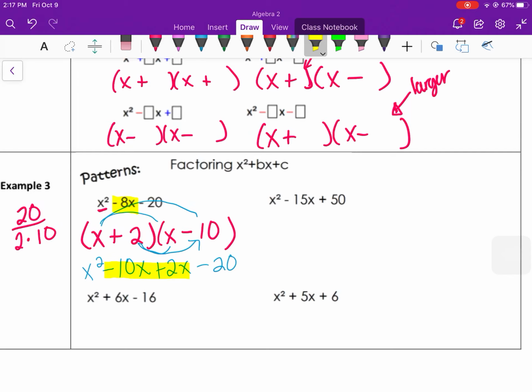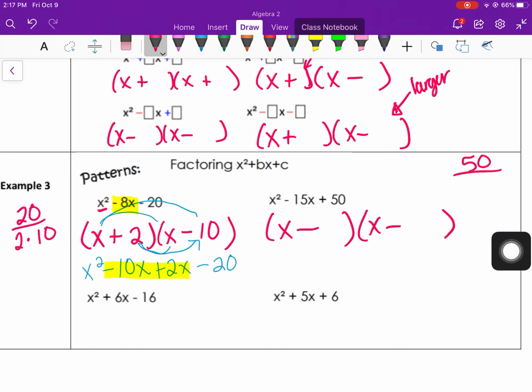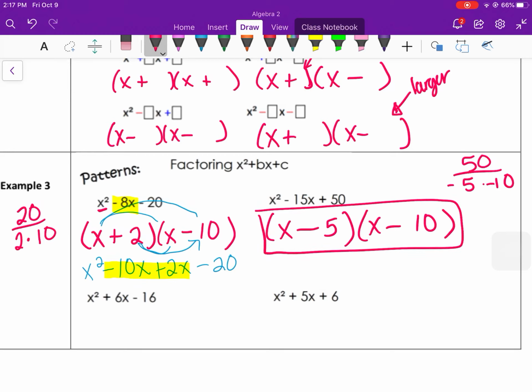And so my answer for that one would be x plus 2 times x minus 10. So here, this example multiplies to positive 50 but adds up to negative 15, which means that both of your factors need to be negative, because a negative times a negative is the only way to get a positive but adds up to negative. So then what two numbers multiply to 50 but add up to 15? It'd be 5 times 10. And actually negative 5 times negative 10 multiply to positive 50 but add up to negative 15 in the middle.